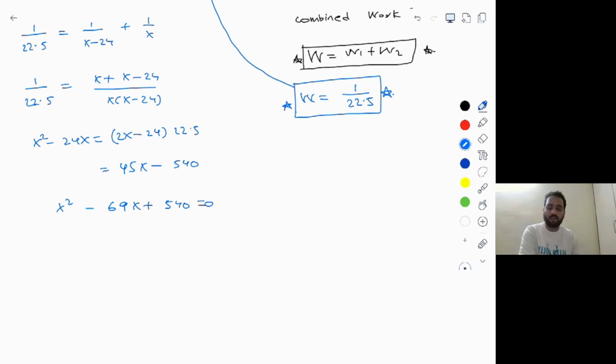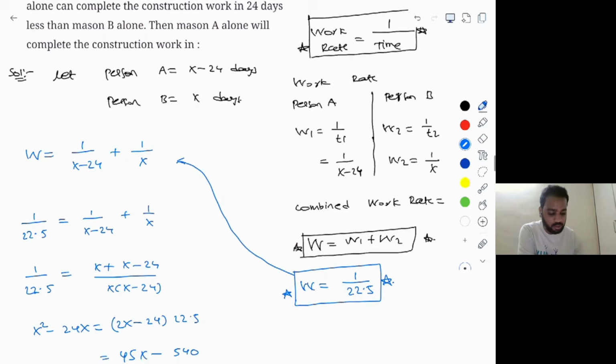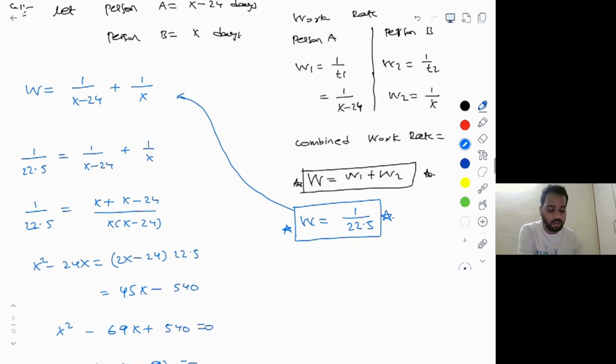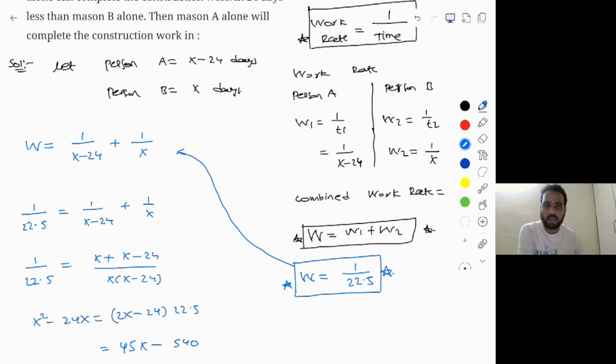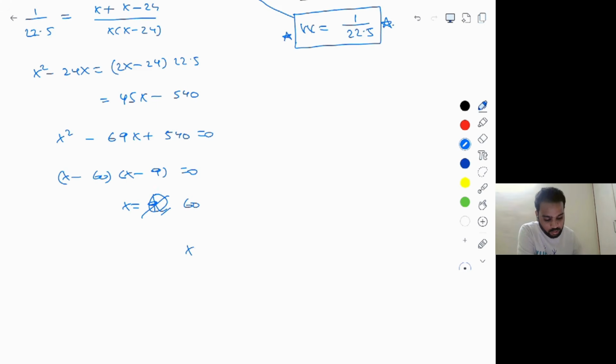So I think clearly this can be factorized, right? Because 540 is nothing but 60 times 9. So I can write this as (x minus 60) multiplied by (x minus 9) is equal to 0, which means x will be either 9 or 60. But if you look at this, person A is taking x minus 24 days. If you put x equal to 9, you get the number of days as negative, which is not possible, right? So that is why the only possible value for x is 60.